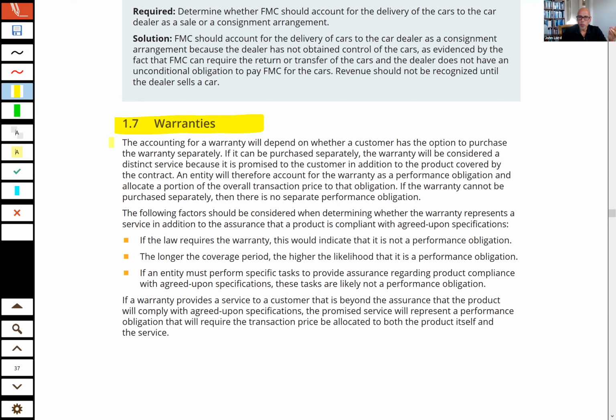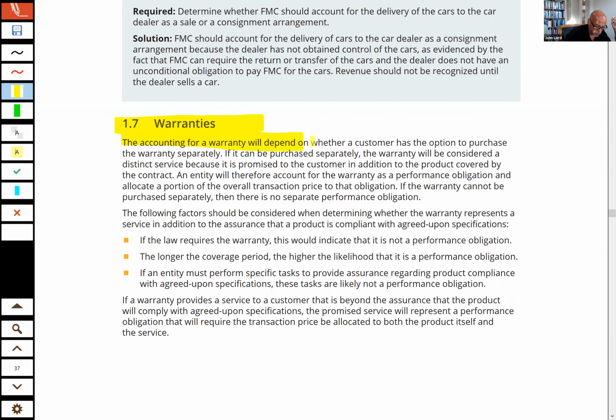Okay, so if the warranty goes beyond that manufacturer warranty for one year, this kind of standard stuff, and it starts being a warranty that goes beyond that, that is extended, then the entity has to separate the sales price out between the two performance obligations, the sale of the product and the sale of the extended warranty. Okay, that's where we're going with this. So let's take a look.